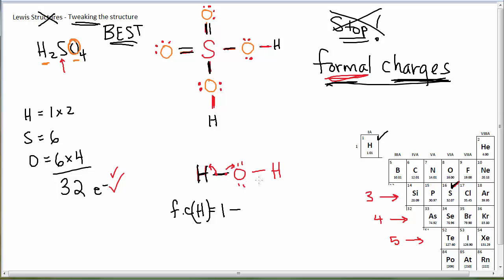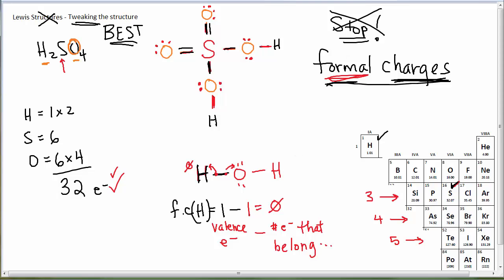Now this is not what we do when we count our octets. This is a different procedure. For formal charges, we will only count one of these electrons in the bond, and that's what we subtract from the number of valence electrons. So we start with the valence electrons, we subtract off the number of valence electrons that belong to the atom in the structure, and that calculates our formal charge. The formal charge for hydrogen is 0.